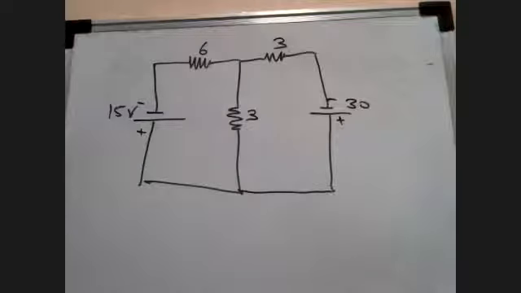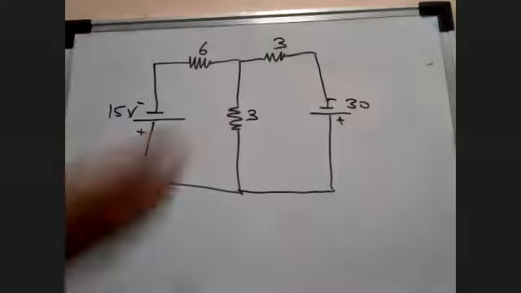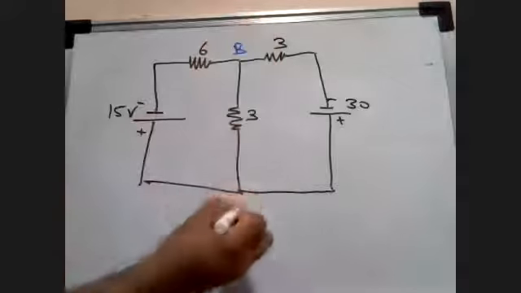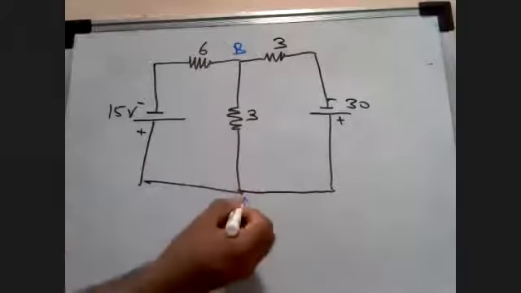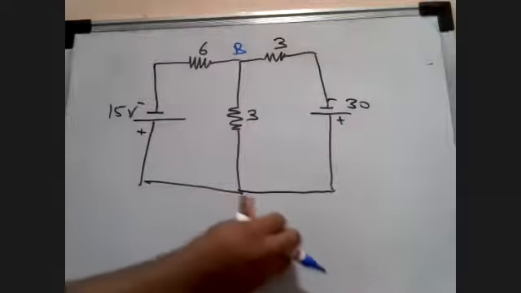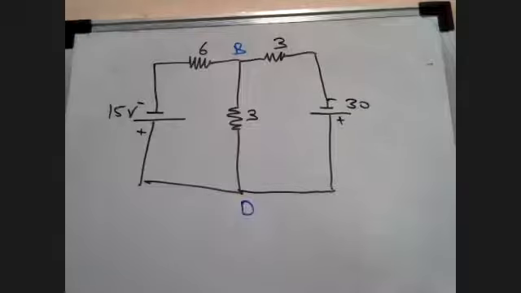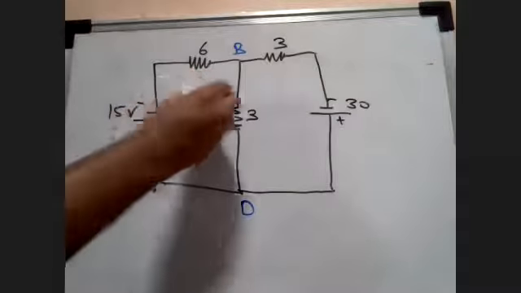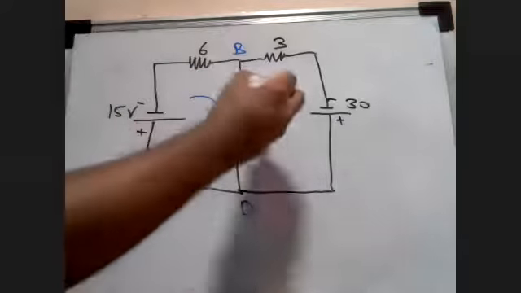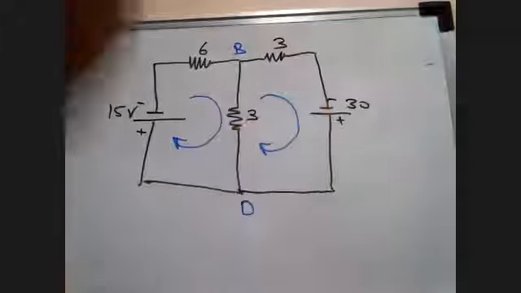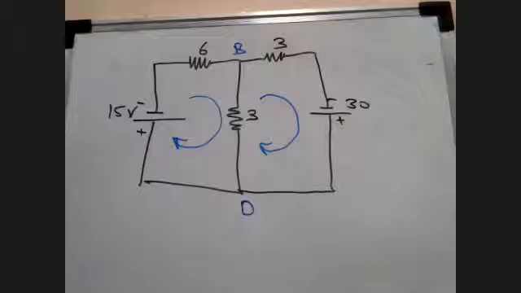I need to find out the current through, let's say, this branch B and D, right over here. So how can I approach it? What can I do? Can I take 2 loops over here? Can I take loop number 1 over here and loop number 2 over here? Yes or no? Yes, sir.